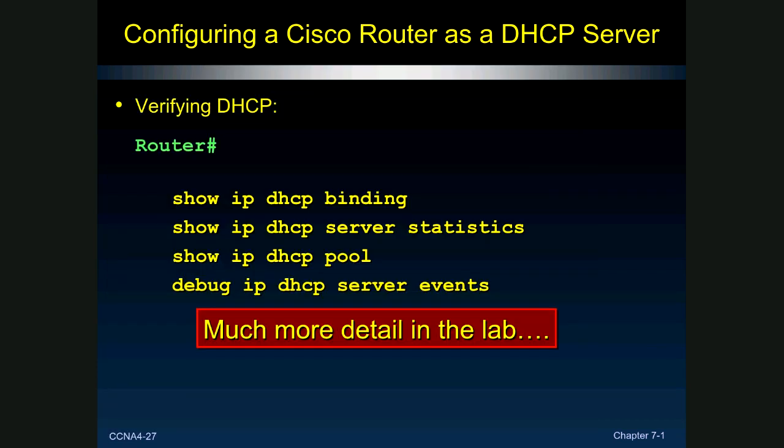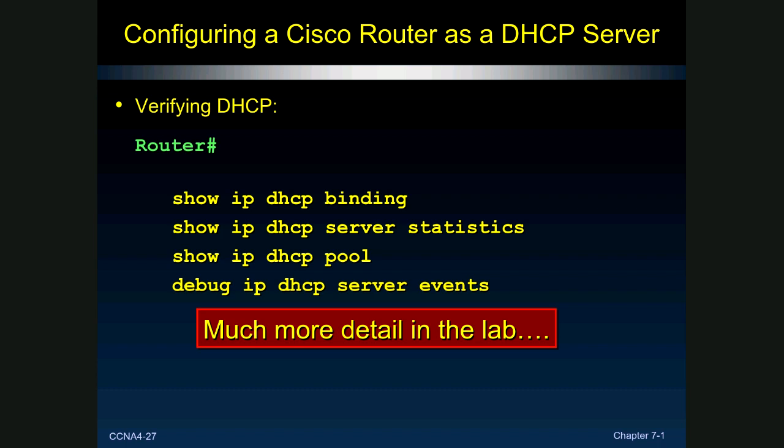Okay, let's verify this. Show IP DHCP binding will show us what addresses have been handed out. Show IP DHCP server statistics will show us some numbers about how busy the server has been. Show IP DHCP pool will show us what the range of addresses is, not just the ones that have been handed out, but all the ones that are available or have been handed out on this server.